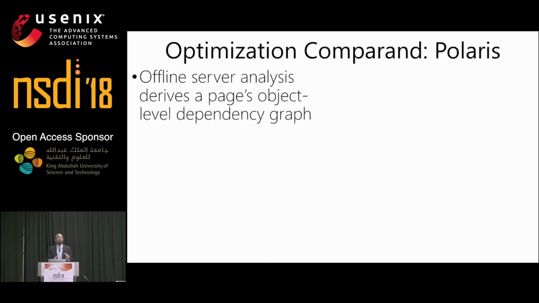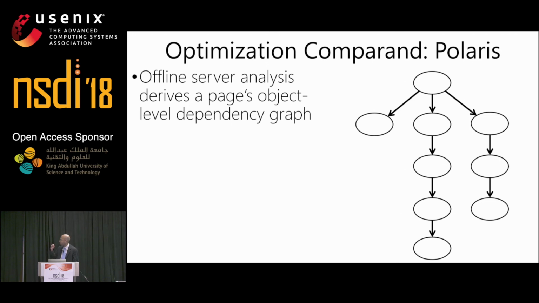Polaris uses an offline server analysis to derive a page's object-level dependency graph. It looks something like this. Imagine that each one of those nodes is an HTTP object, like a JavaScript file or an image. And you can think of the arrows as basically saying this object must be fetched and evaluated before the child object can be fetched and evaluated.